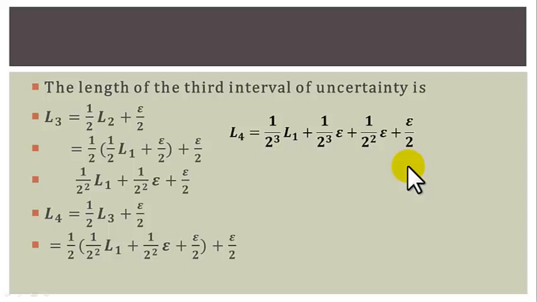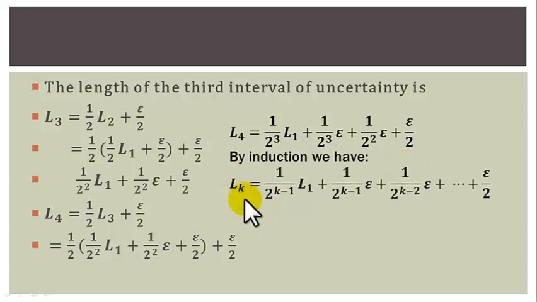We can continue this way until we get to the length of the kth interval. So by induction, we have Lk equal to 1 all over 2 to power k minus 1 L1 plus 1 all over 2 to power k minus 1 epsilon plus 1 all over 2 to the power k minus 2 epsilon plus and so on until you get to epsilon all over 2. Please observe the pattern.